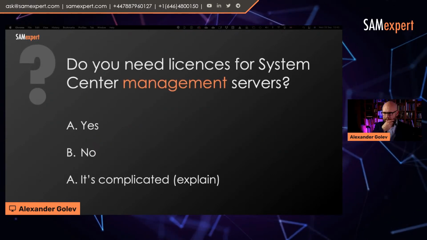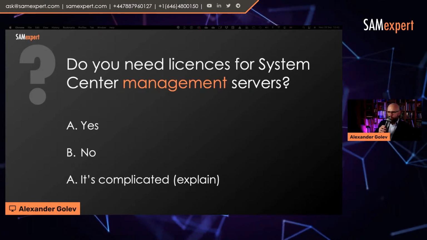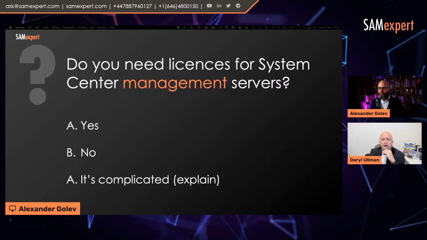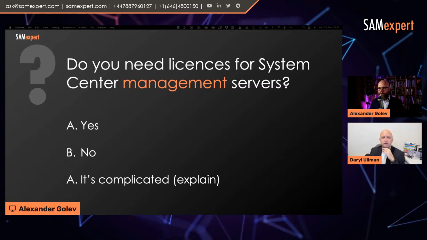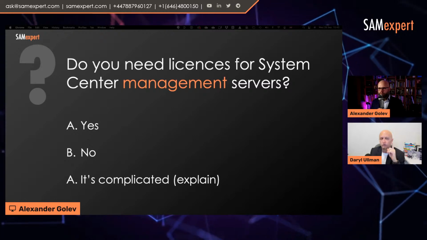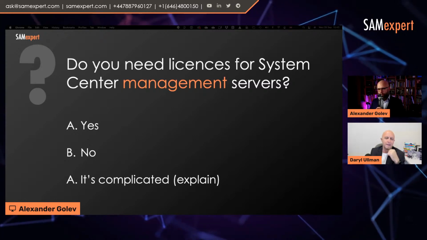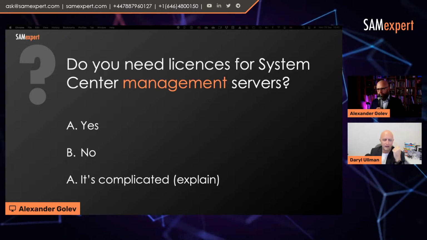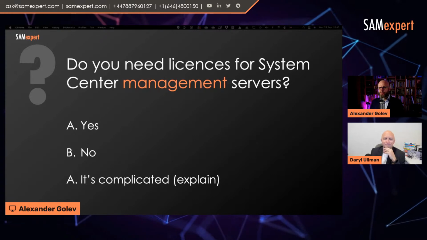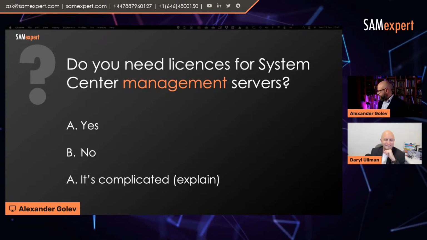Right. A question. So let's just read through this together. Do you need licenses for System Center management servers? Again, do you need licenses for System Center management servers? Yes, A, B, no, C, it's complicated. It's C, sorry, it's not A. That's my mistake. On the fly, I corrected it.